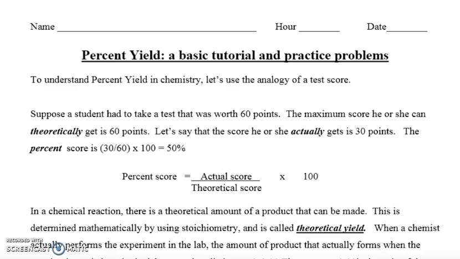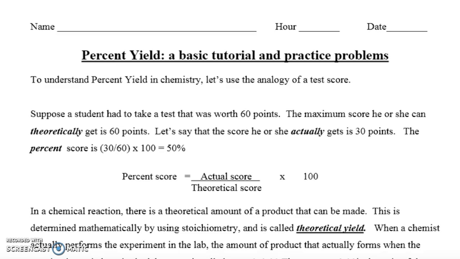We're going to use stoichiometry to determine what is called the theoretical yield, the mathematical prediction of what we think the chemical reaction should make. But when we carry out the reaction in a laboratory, that's called the actual yield, how much we actually get as a result of doing the experiment in a lab. The percent yield is that ratio of the actual yield divided by the theoretical yield and expressed as a percent.